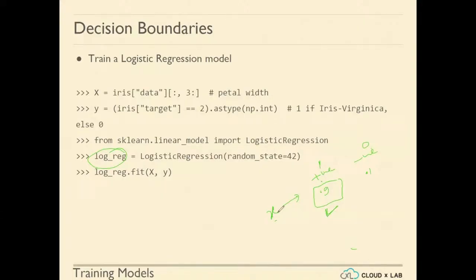But it will output both probabilities, right? Probability of being the positive class, probability of being the negative class. Since in the case of positive we are getting the higher number, we will predict the positive class for this input, right?